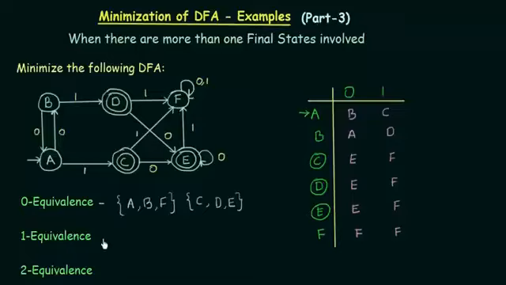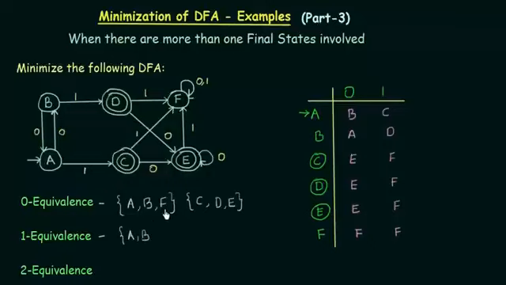Now coming to the one equivalence, we find the one equivalence by using the row of zero equivalence. So here I have two sets and I have to check if states in the same set are one equivalent to each other or not. So let me check for A and B first. A and B, on getting input 0, go to B and A, and B and A fall in the same set, so it is fine. And on getting input 1, where do they go? They go to C and D. C and D also fall in the same set. So we can say that A and B are one equivalent to each other. So in the row of one equivalence, I can put A and B together.